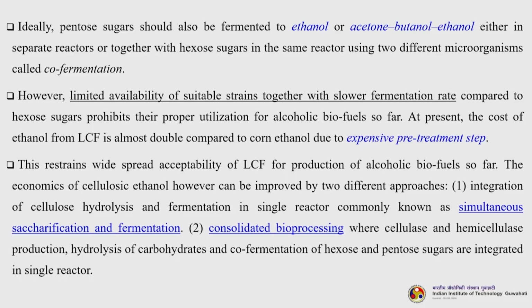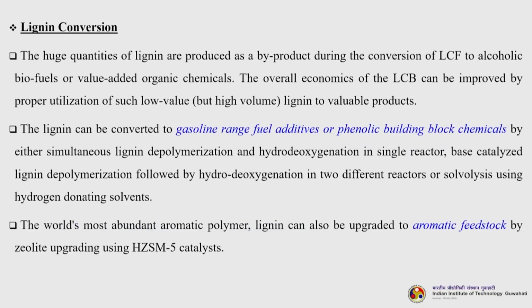The economics of cellulosic ethanol, however, can be improved by two different approaches. First is the integration of cellulose hydrolysis and fermentation in single reactor, commonly known as simultaneous saccharification and fermentation. Second is consolidated bioprocessing, where cellulose and hemicellulose production, hydrolysis of carbohydrates and co-fermentation of hexose and pentose sugars are integrated in a single reactor.